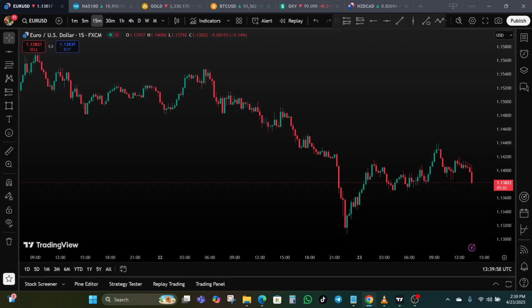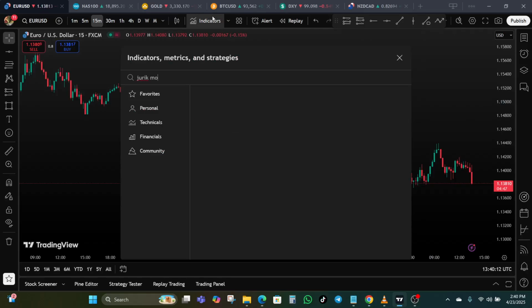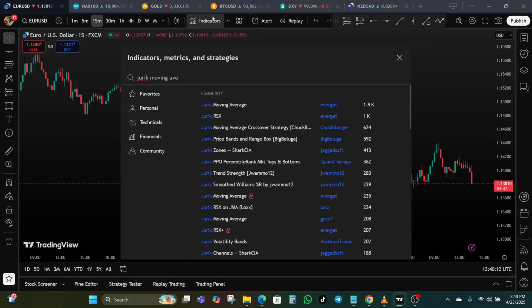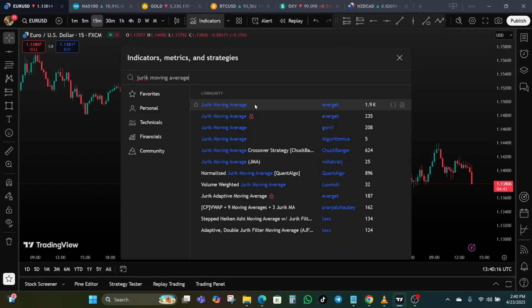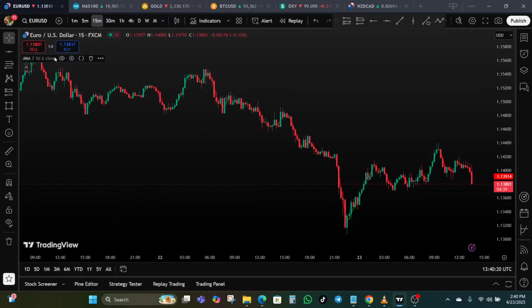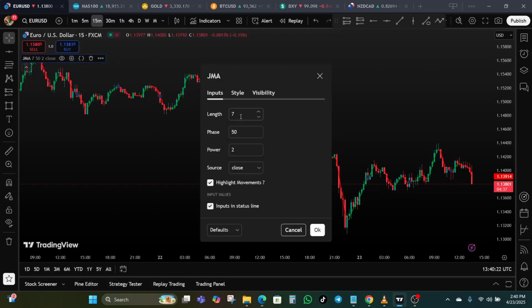So if you have been using traditional moving averages, it is time to upgrade your trading game. Let us talk about the Jurik Moving Average Indicator. Alright, so we're just going to add this to the chart right now, the Jurik Moving Average Indicator. I'm just going to change the period to something more so we can see it more clearly.